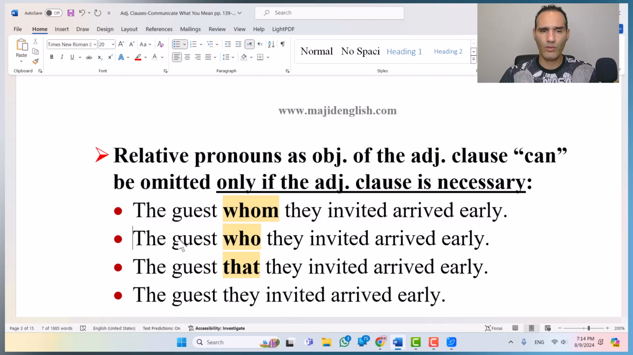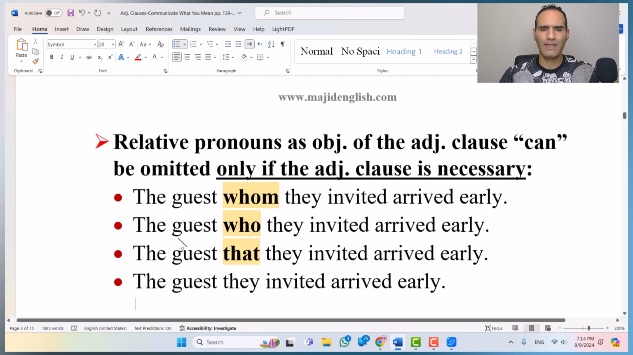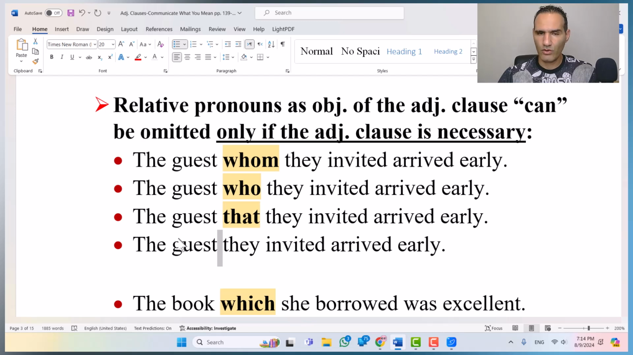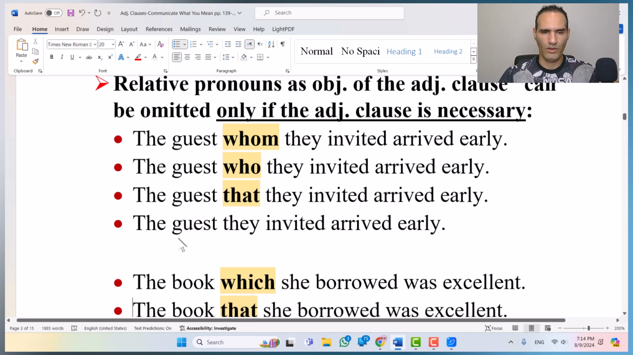So instead of whom, we can go with who, but a little less formal. The guest who they invited arrived early, correct? Instead of who, you can go with that, again a little less formal. The guest that they invited arrived early, correct? And the last one, which is the least formal one, the guest they invited arrived early. The relative pronoun here is omitted. Why? Because it is a relative pronoun as object, and this clause is necessary. So all these four sentences are correct. This one is more formal, this one less, and this one is the least formal one.